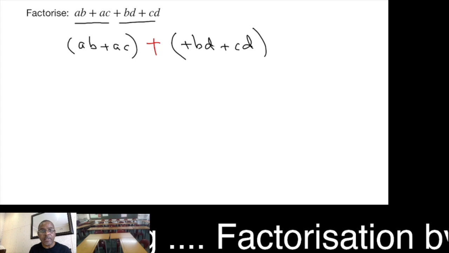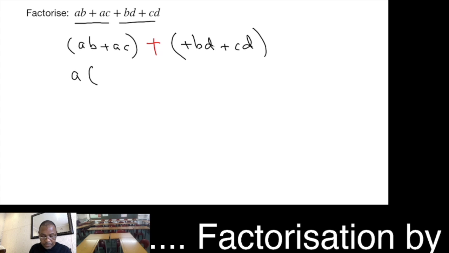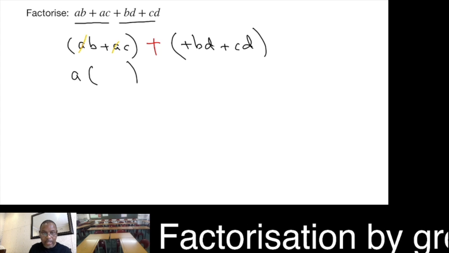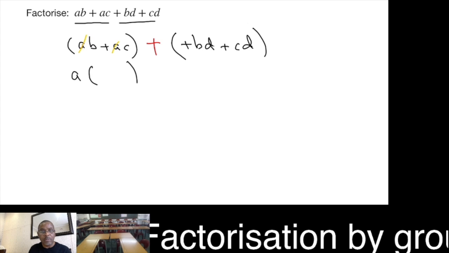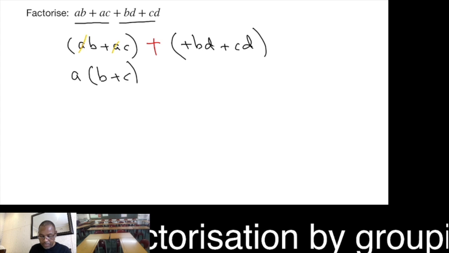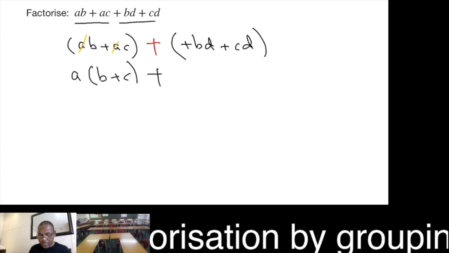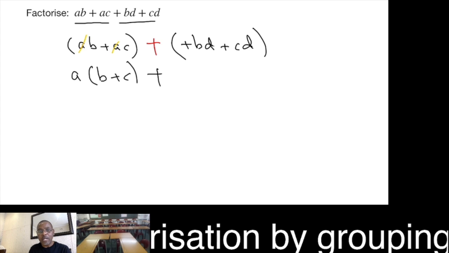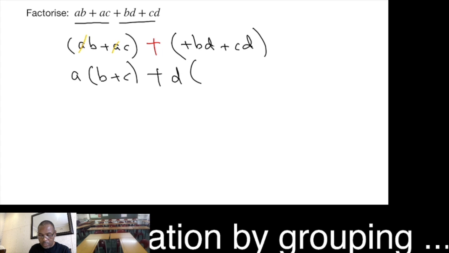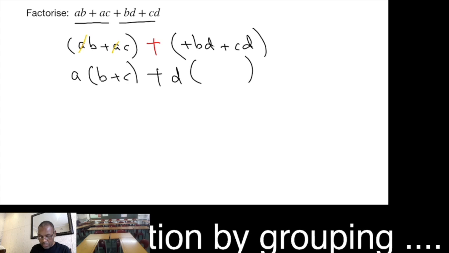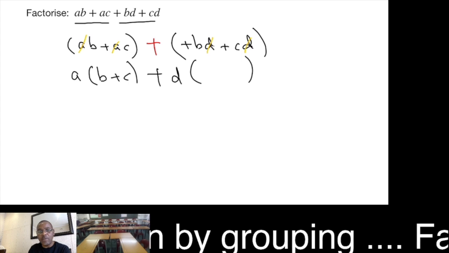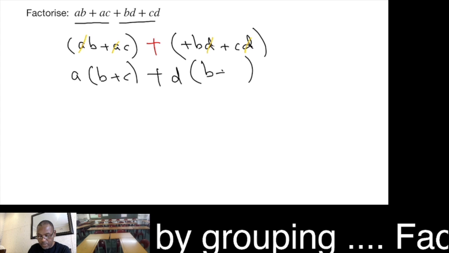In the first bracket, A is common. Remember A is common, so it's like A has been taken outside the bracket. So you will remain with B plus C in there. The plus sign should be written down there. Then in the last 2 terms, D is common. Can you see that? So you write your D out here. So now with D outside there, we remain in there with B plus C.